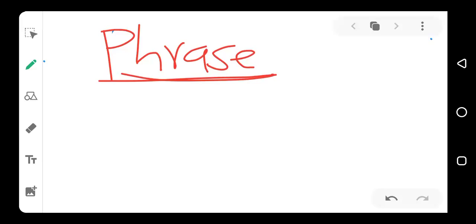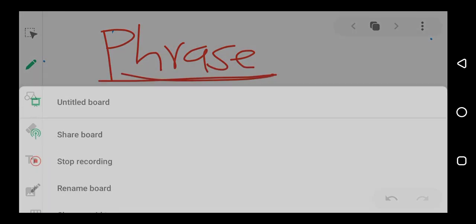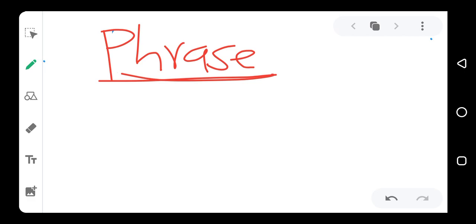In today's class, we are going to talk about phrase. A phrase in English language is a grammatical unit that consists of two or more words which must not contain a subject and a verb together. In other words, a phrase is a group of words that form a grammatical unit but lacks a subject or a verb or both.